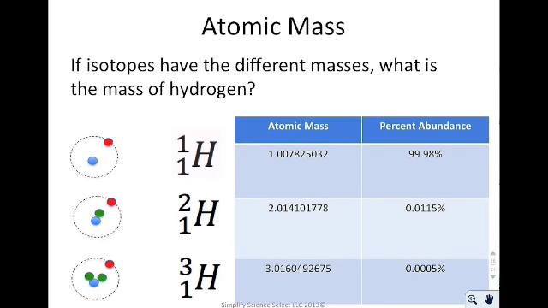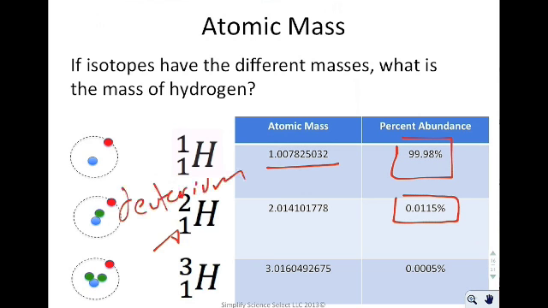So for atomic mass, if all the atoms of hydrogen or all the atoms of helium are different, how can you come up with the atomic mass of hydrogen? And the answer is you actually come up with what's called the average atomic mass. Most elements consist of one major isotope. For example, if you look at hydrogen, 99.98% of all the hydrogen is 1.007825032. But you have 0.0115% is this right here, which is often called deuterium. And an even smaller amount is called tritium.